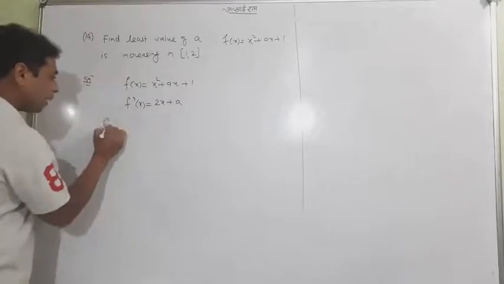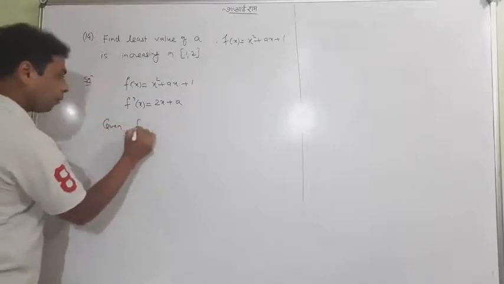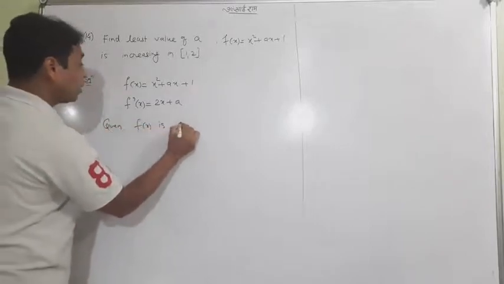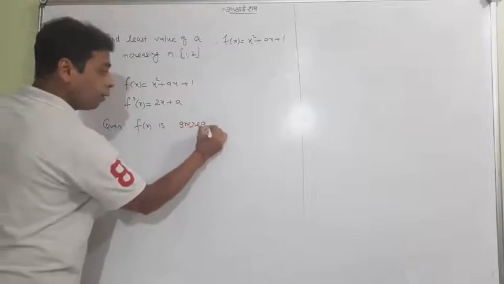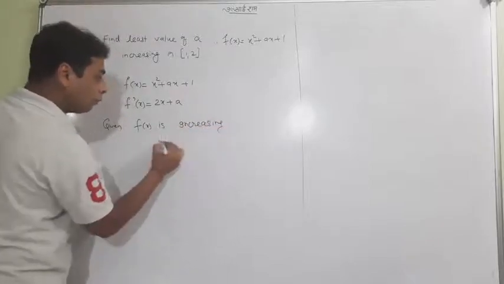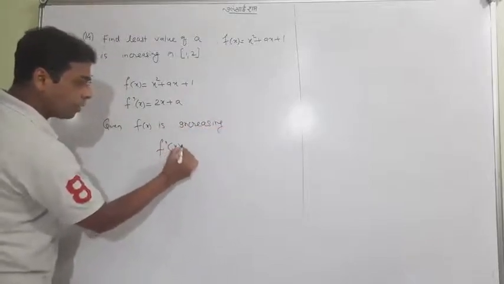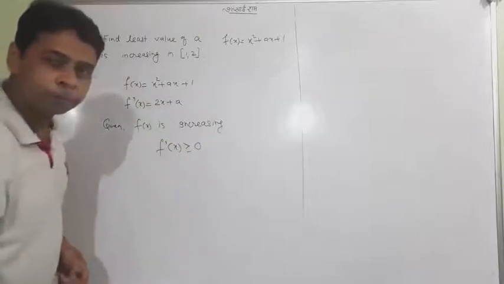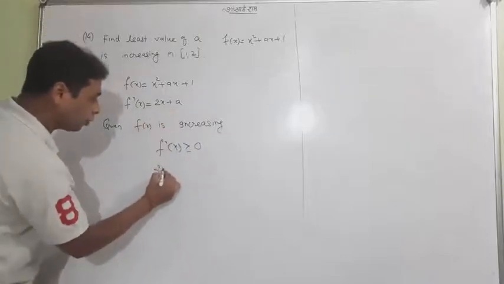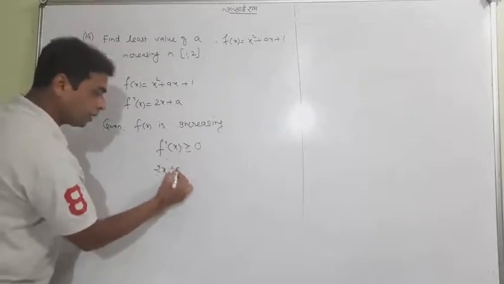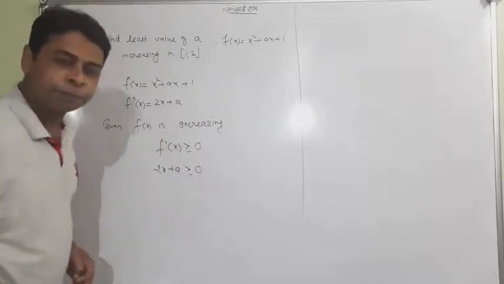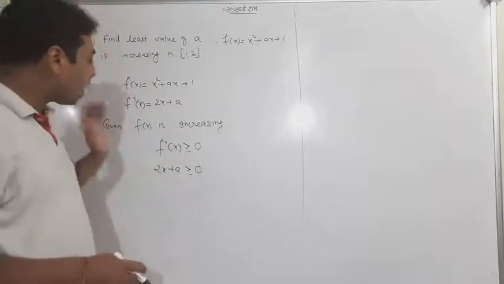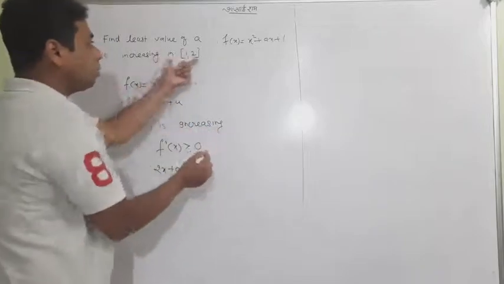And we are given that the function is increasing. One must know that when a function is increasing, f dash x is greater than or equal to 0. So the differentiation of the function is 2x plus a, which is greater than or equal to 0. So what to do, students? We are given that the function is increasing in interval [1, 2].